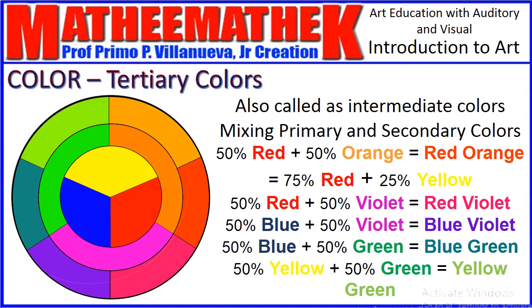Another, adding same amount of red to violet will give us red-violet. They also call it magenta. Blue plus violet is blue-violet. Blue plus green is blue-green, also called turquoise or cyan. Yellow plus green is yellow-green, also called chartreuse or lime green. And yellow plus orange is yellow-orange, also called amber. All in all, there are 6 intermediate colors.